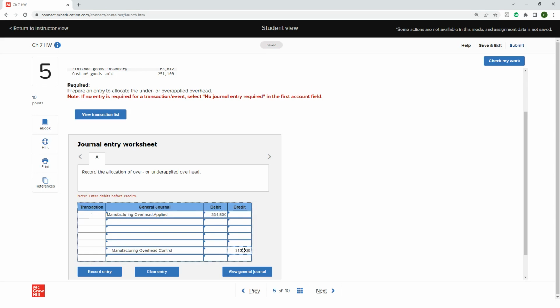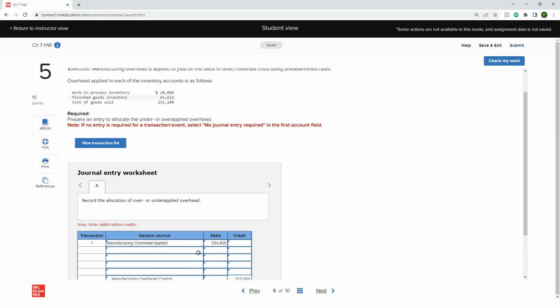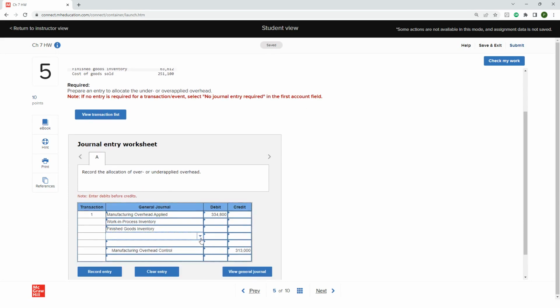Remember that inventory accounts are assets, and assets have a natural debit balance. So to take out the amounts, you're going to have to do credits. So we're going to take the amounts out of work in process, finished goods, and cost of goods sold. Now again, asset accounts and expense accounts have a natural debit balance, so to reduce it, we're going to have to put amounts in the credit column.